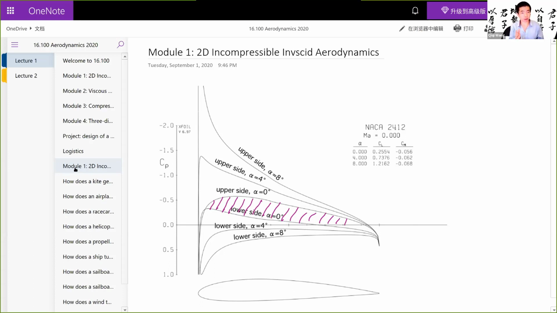And our two-dimensional incompressible inviscid aerodynamics really explains why there is a pressure difference between the suction side and the pressure side of an airfoil, and really qualitatively and quantitatively explains the lift.